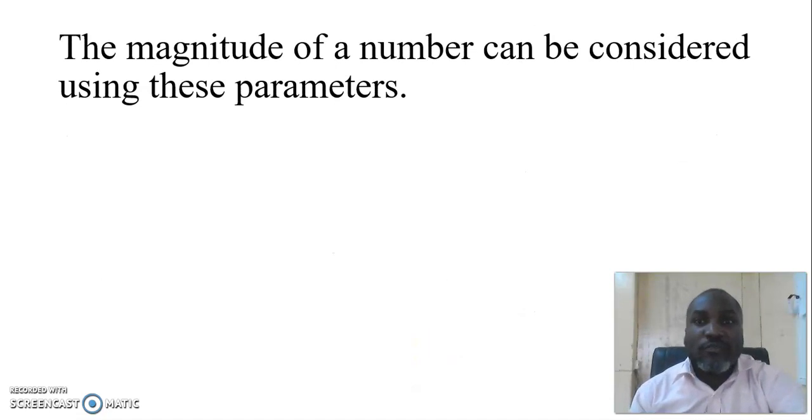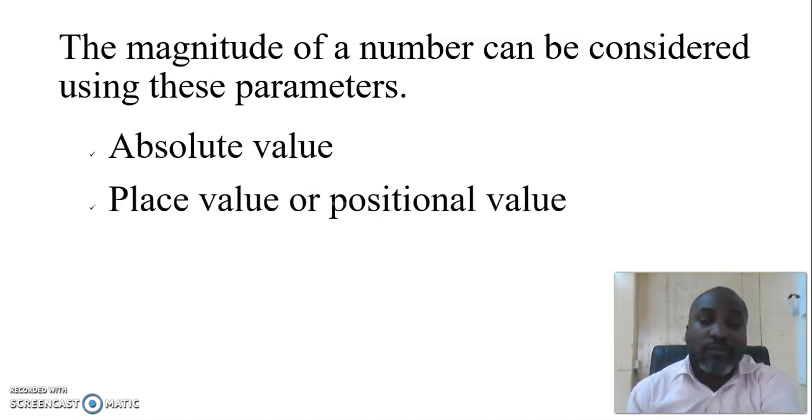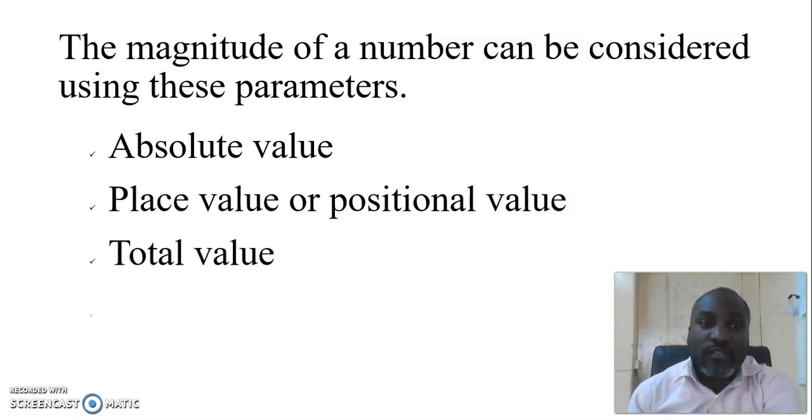Now, the magnitude of a number can be considered using a number of parameters. We're going to look at 4 parameters, and then we see how these come in handy in our number systems. The first one will be the absolute value, then we have the place value or the positional value, the total value, and the base value.